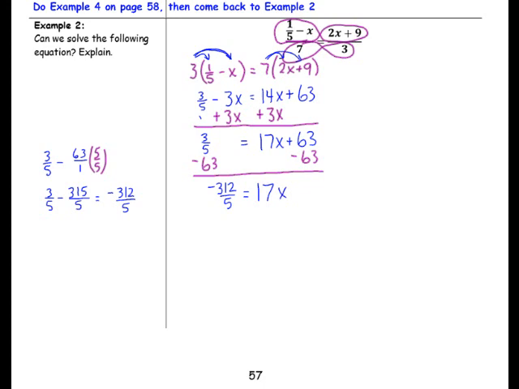My next step, I will want to divide by the coefficient. Since I want to divide by 17, and the left side of the equation is a fraction, when you divide with a fraction, remember to multiply by the reciprocal. So instead of dividing by 17, I will multiply by 1/17. These are identical operations. Dividing by a whole number is the same as multiplying by its reciprocal. So I'm going to multiply both sides of the equation by 1 over 17.